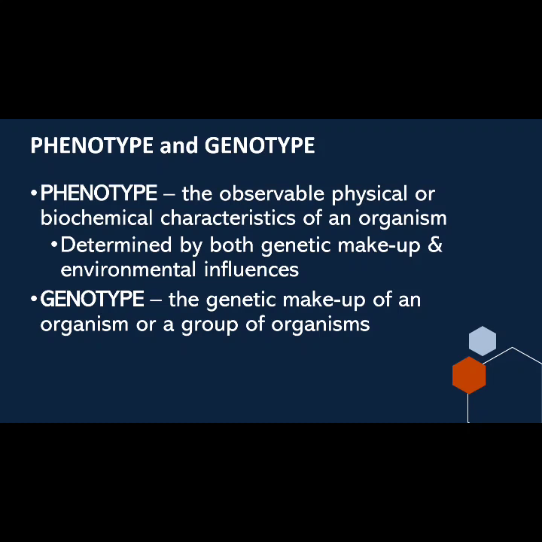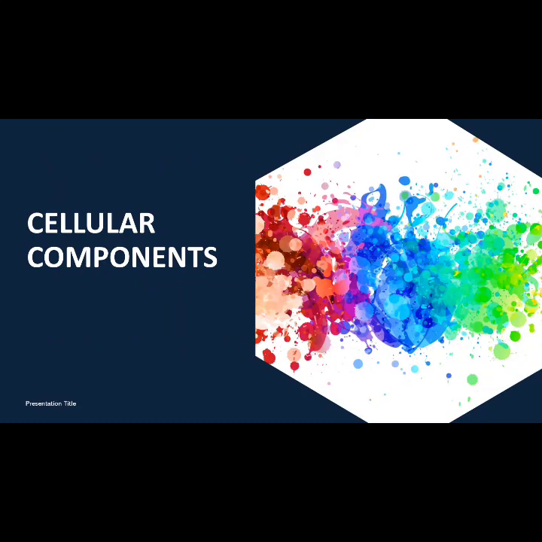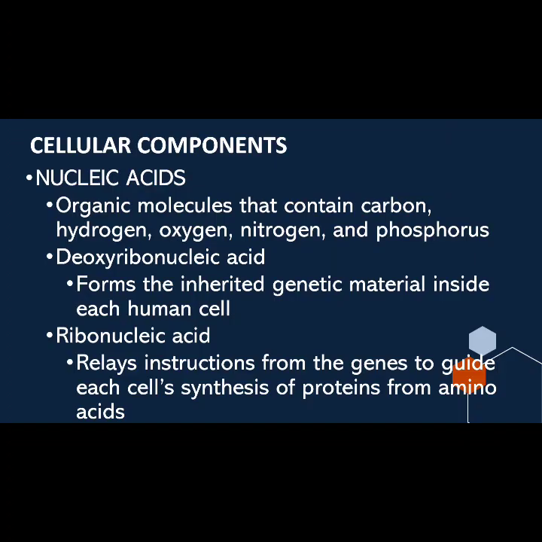Okay, so let's move on to your cellular components. You have here the components of your cytoplasm, your nucleic acids, and the rest. Please note that your nucleic acids are organic molecules that contain carbon, hydrogen, oxygen, nitrogen, and phosphorus. You have your phosphoric acid present in your nucleic acids. And so you have two types.